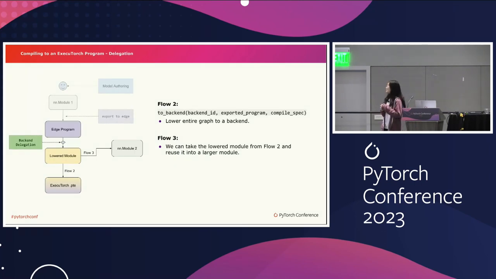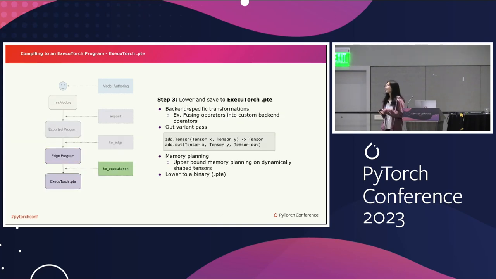And then a second flow is to lower the entire graph to your backend, and then directly lower this to your binary, and then pass it on to the runtime to be run on your specialized hardware. And the third flow is we take this entirely delegated module and then compose it into other modules to be reused in other places. And finally, we can then lower and save to an ExecuTorch binary file.